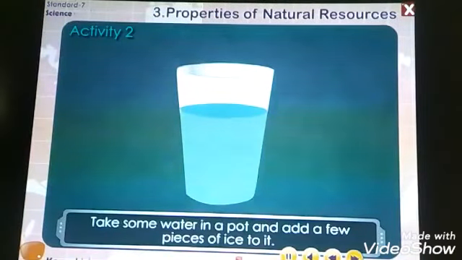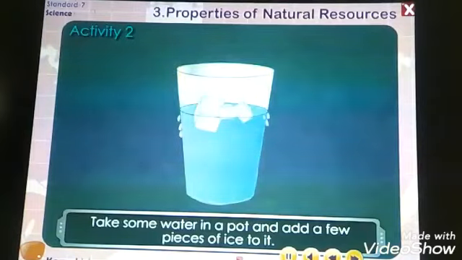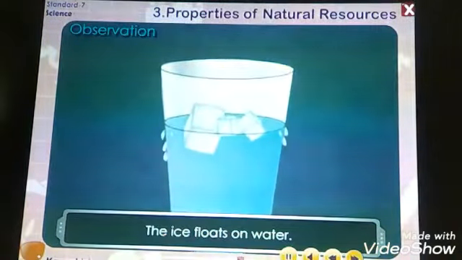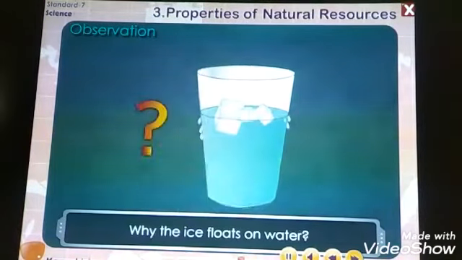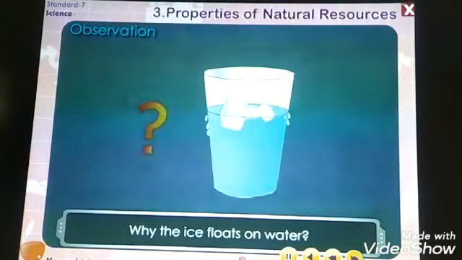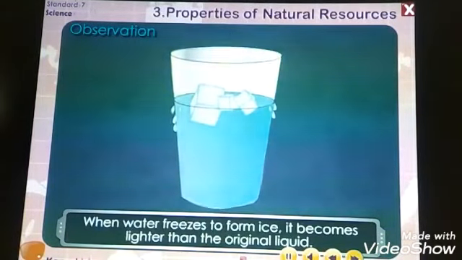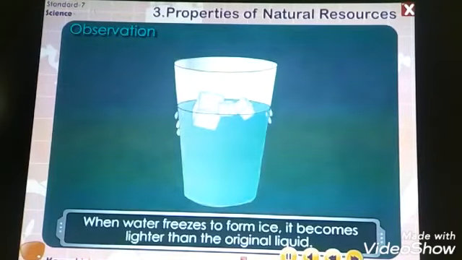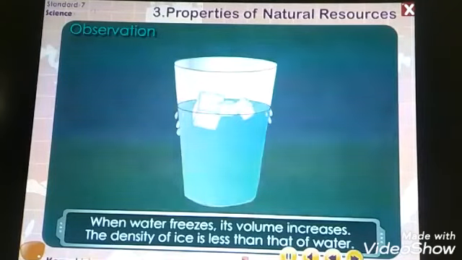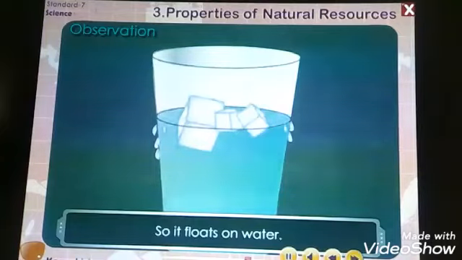Activity 2. Take some water in a pot and add a few pieces of ice to it. Observation. The ice floats on water. Ice is lighter than water. When water freezes to form ice, it becomes lighter than the original liquid. When water freezes, its volume increases. The density of ice is less than that of water, so it floats on water.